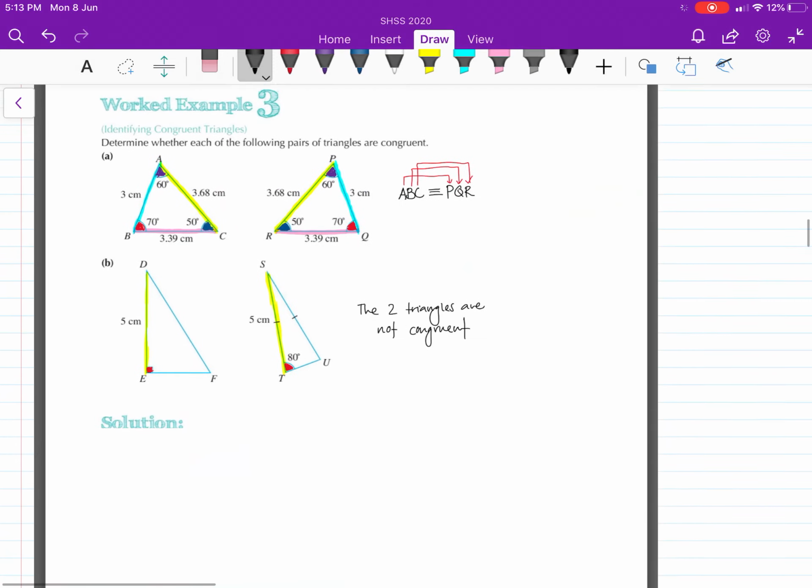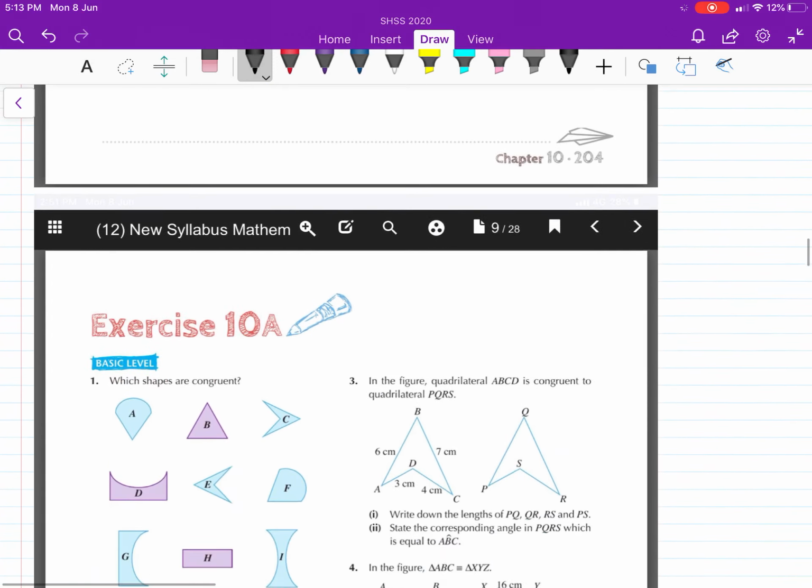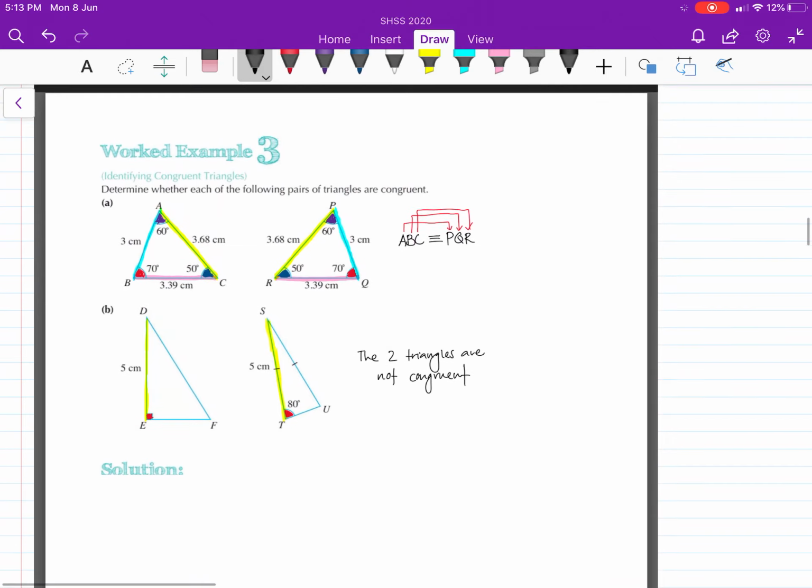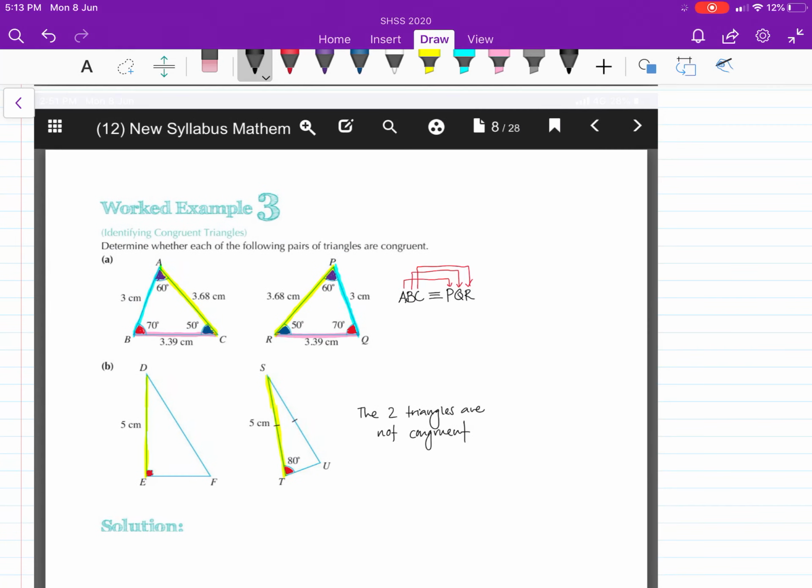Okay? So this is work example 3. Now that's the end of congruency. Please do the questions that's assigned to you in your daily lesson plan.